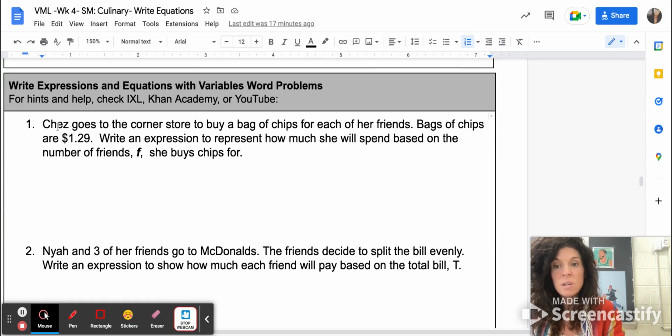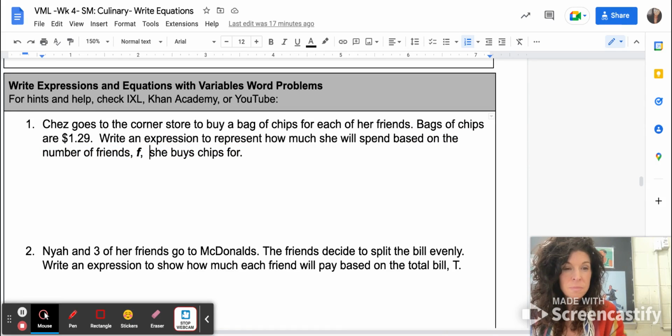Next read. Shay goes to the corner store to buy a bag of chips for each of her friends. Bags of chips are $1.29. Write an expression to represent how much she will spend based on the number of friends F she buys chips for. It's asking us to write an expression to represent how much she will spend based on the number of friends. Okay, so we do not know 2 things here.